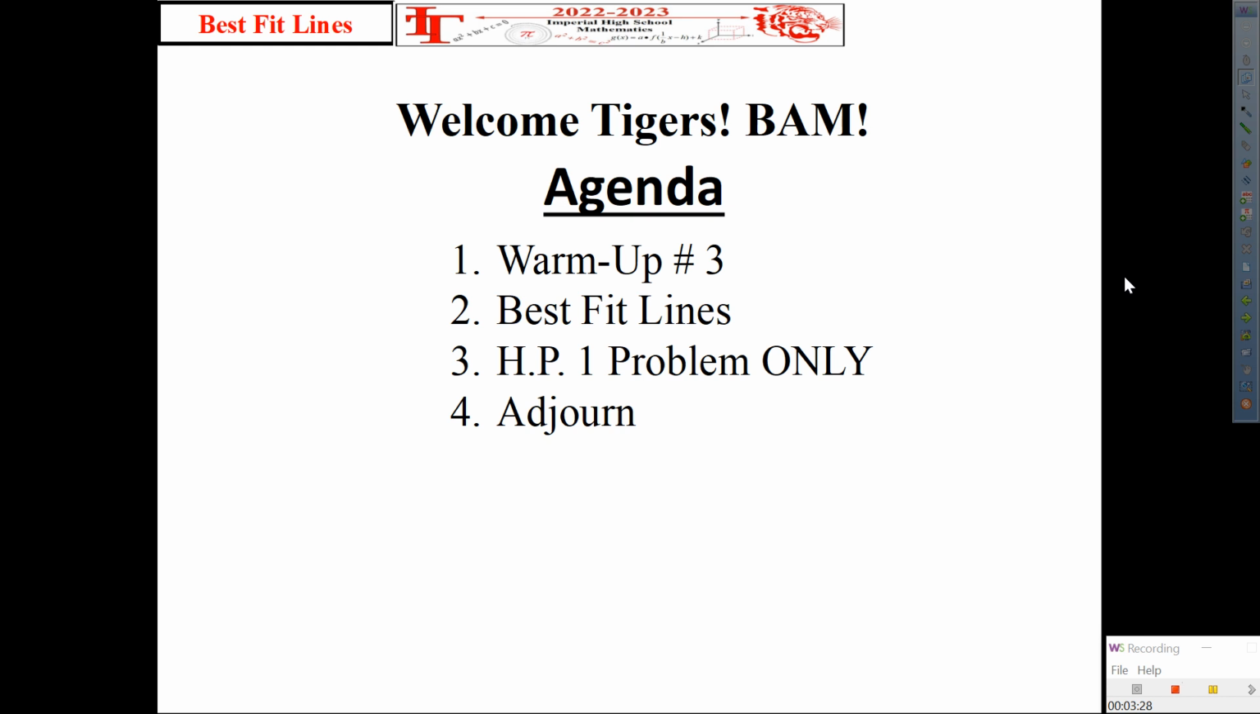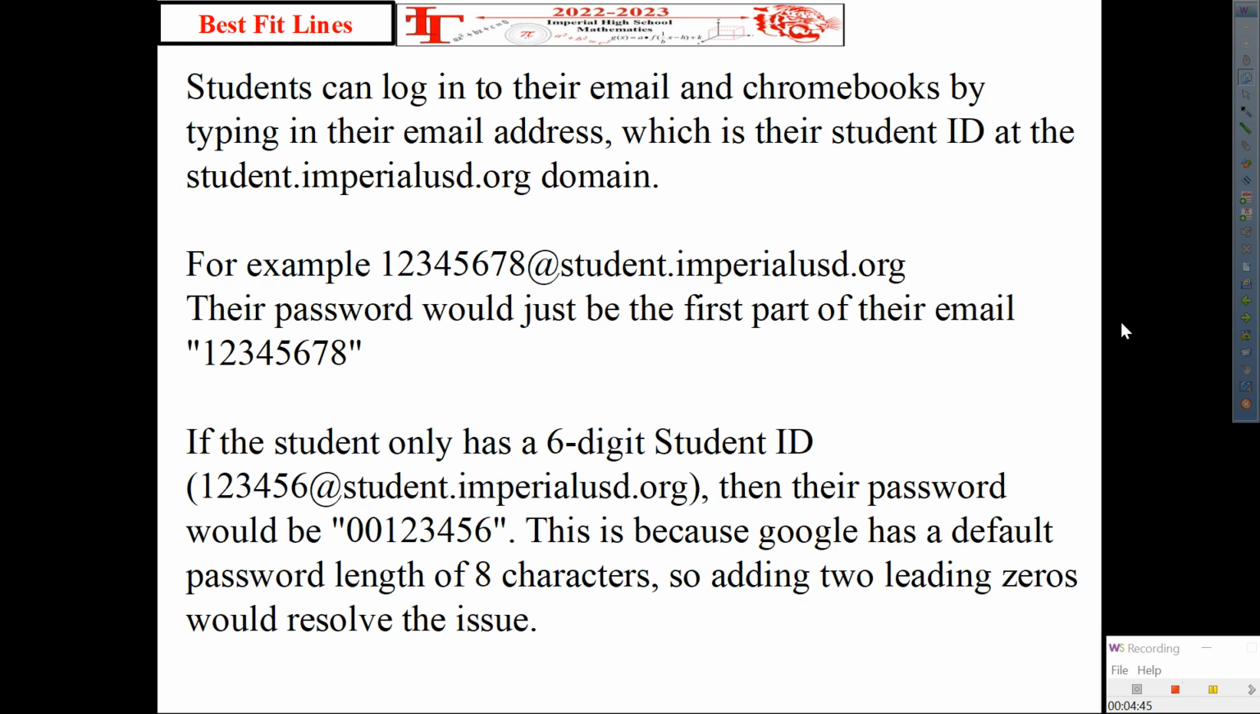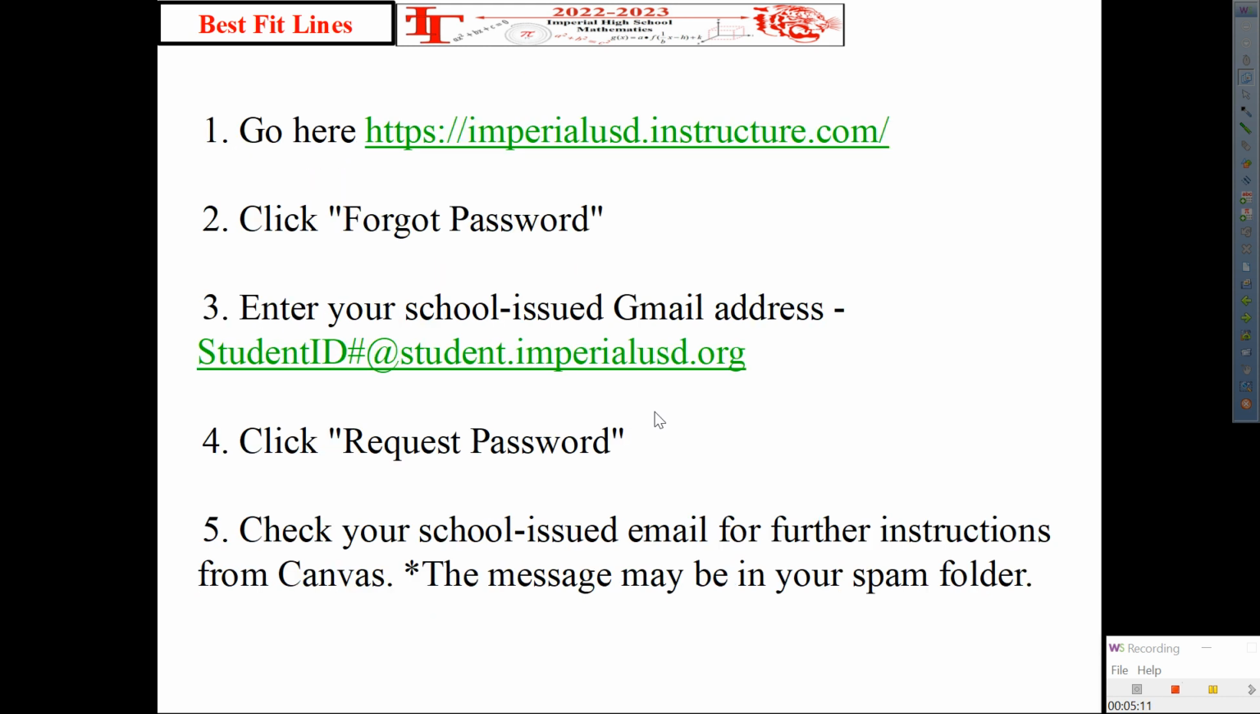Home play. All right. But before I get there, did everybody get their Chromebooks? Some of us. In case you're having difficulty logging in, remember you need your student ID, which is an 8-digit ID, and then at the end, @student.imperialusd.org. But if it doesn't work because yours is 6-digit, just add 2 zeros at the beginning and the rest. Also, we're going to get started communicating with Canvas, so make sure you are able to do all that. However, if you have difficulties, make sure you follow the process.